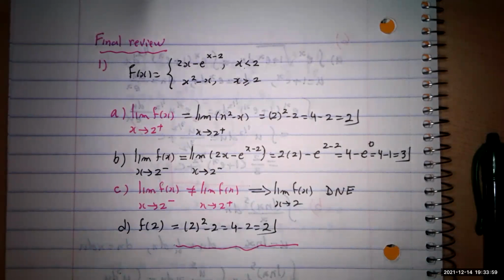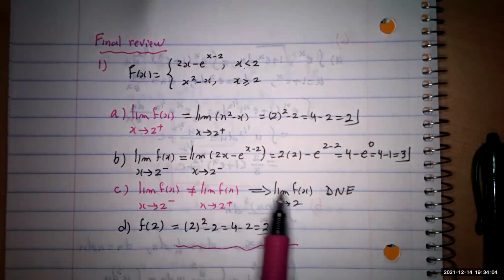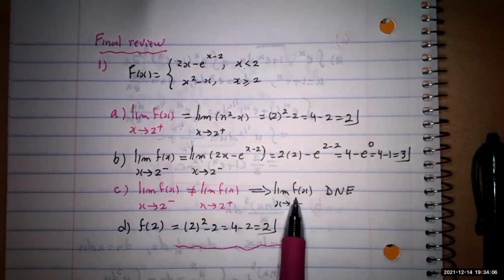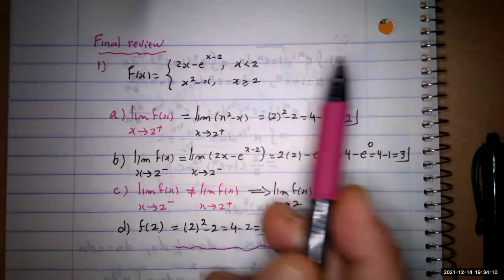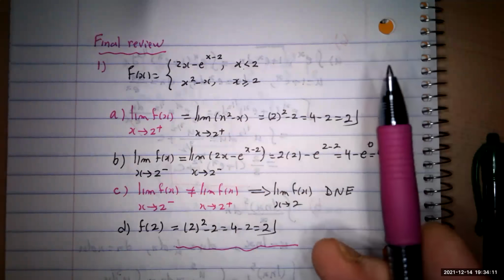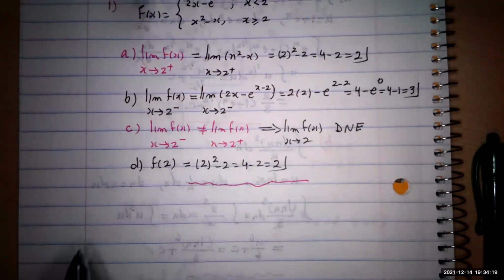Another possibility is that the equality may be missing. In that case, you miss the f of 2, so f of 2 is going to be undefined. Okay, that's topic number 1.